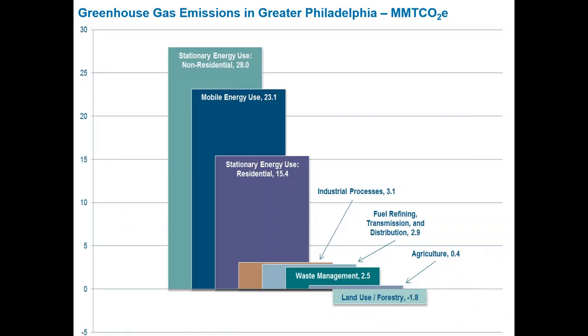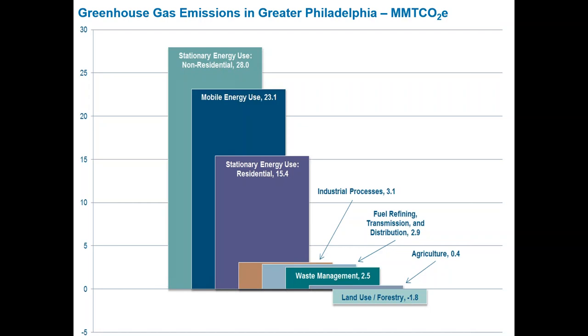In 2015, this graphic shows the greenhouse gas emissions in our region in million metric tons of CO2 equivalent. You can see the commercial, industrial, and residential stationary energy applications dominated annual greenhouse gas emissions. That's the tallest and third tallest bars, resulting in about 43 million metric tons, or about 60% of the region's gross emissions of 75 million metric tons CO2 equivalent.